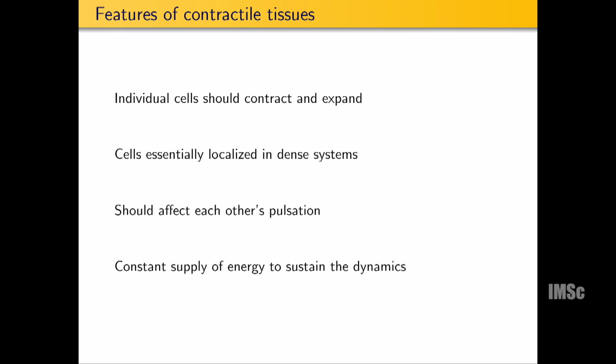Now, in a dense system, it is obvious to expect that the cells live in a confluent system, right, because there is no empty space in tissues. They should affect each other's pulsation. So, one cell cannot just pulsate individually, it should look at its neighbors and then pulsate. And you need a constant supply of energy. This is living matter, this is non-equilibrium matter. So, you need to supply a constant source of energy to carry out the dynamics. So, these are the minimal physical ingredients that you need to build such a theory.